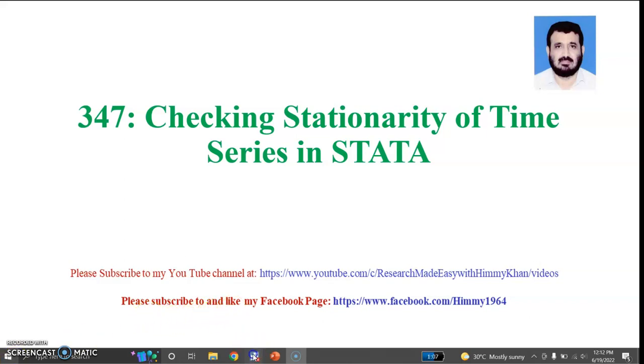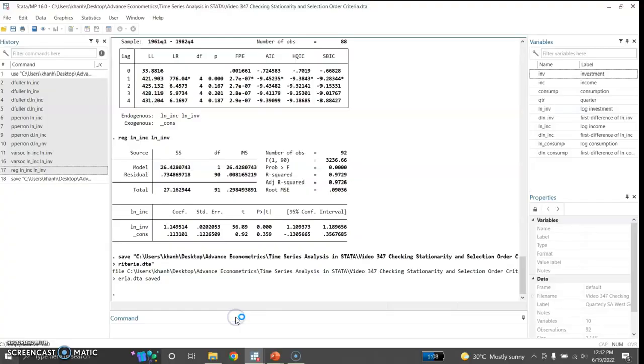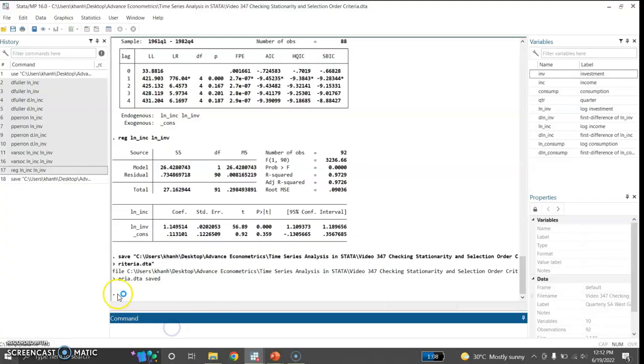So here is my data. This is my data file, and in this data file I have data on income, investment, consumption, and then I have also taken natural log of all these three variables, and later on I have taken the first difference of log of income, difference of log of consumption, and difference of log of investment.